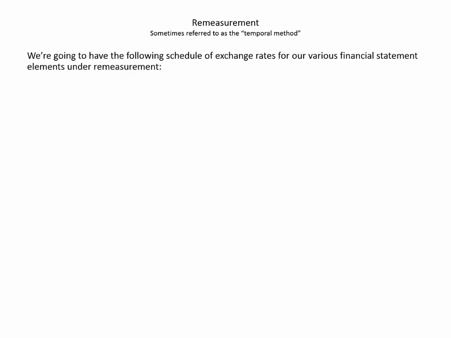We're going to have the following schedule of exchange rates for our various financial statement elements under remeasurement. Financial assets and liabilities, we're going to use the current, that is, today's exchange rate. If we're doing the remeasurement on December 31st, 2014, we'll use the December 31st, 2014 exchange rate.